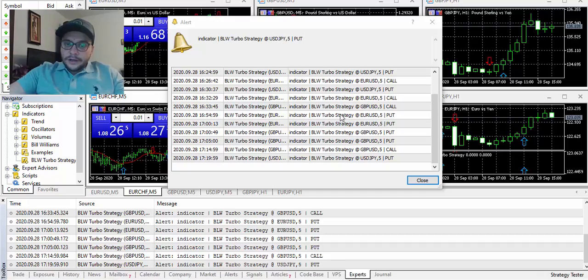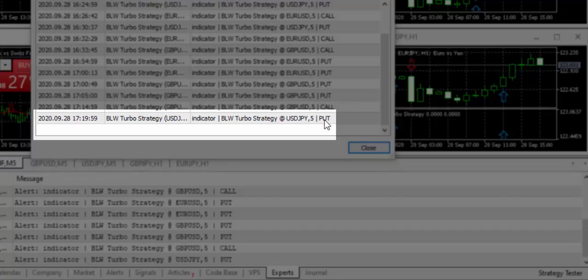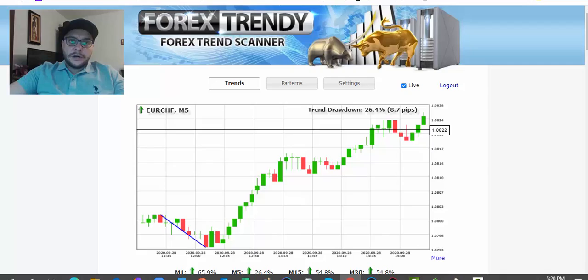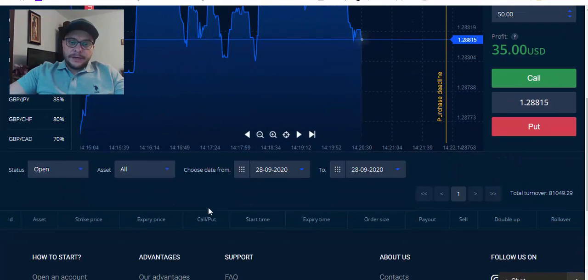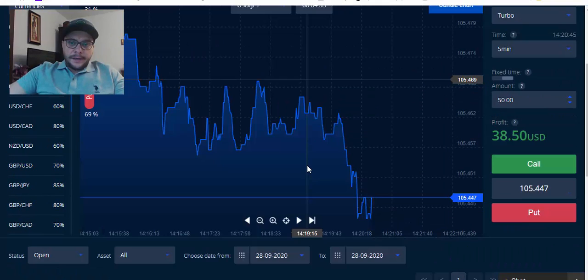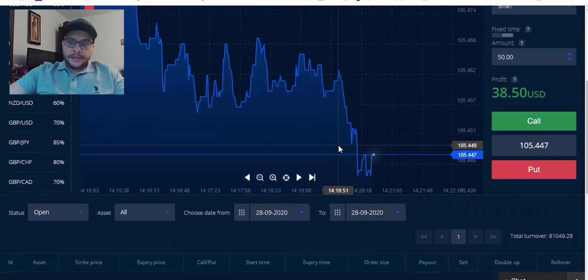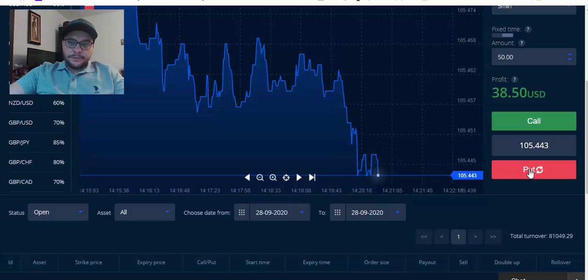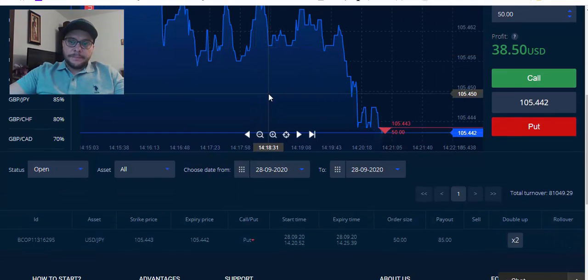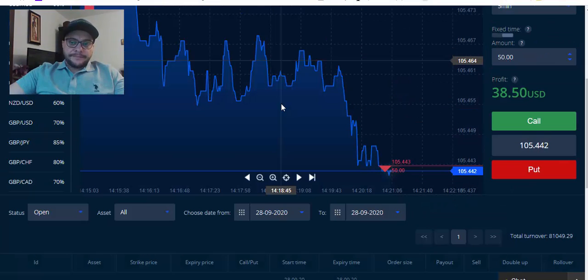Let's have a look. We have a US dollar Japanese yen, a put, as you can see here. Let's go to our US dollar. This was in the money also, as you can see. US dollar Japanese yen, and this is a put, this is a sell. Let's click on put. It was a sell signal, and let's wait and see what will happen.